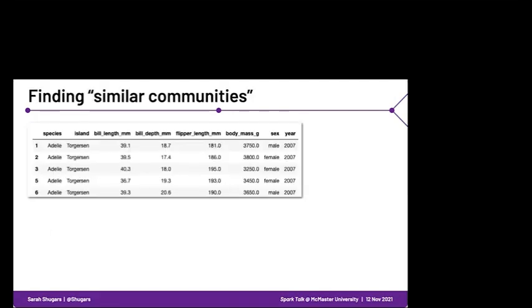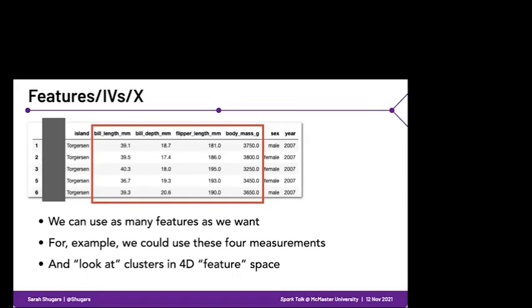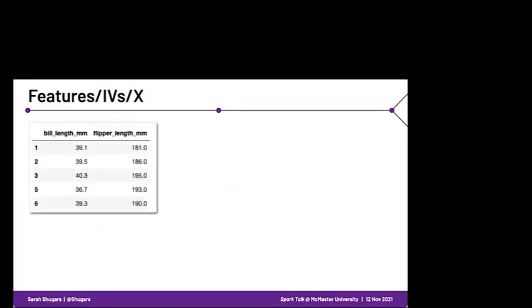So once again, here is a snapshot of the data set. And let's, for this example, just pretend that we don't know the species. We just have physical measurements of a whole bunch of penguins. Somebody gives us this data set and says, hey, can you tell if any of these penguins are similar to each other? We can use basically as many features as we want. So we could use, for example, all 4 of these measurements and work in 4-dimensional space and do the clustering in 4-dimensional space. But again, because I can't visualize things in 4 dimensions, today I'll just use 2 features. So I'll look again specifically at bill length and flipper length. Here is a table that just has those 2 columns, and again, this is just the first few rows. There are actually about 300 observations total.